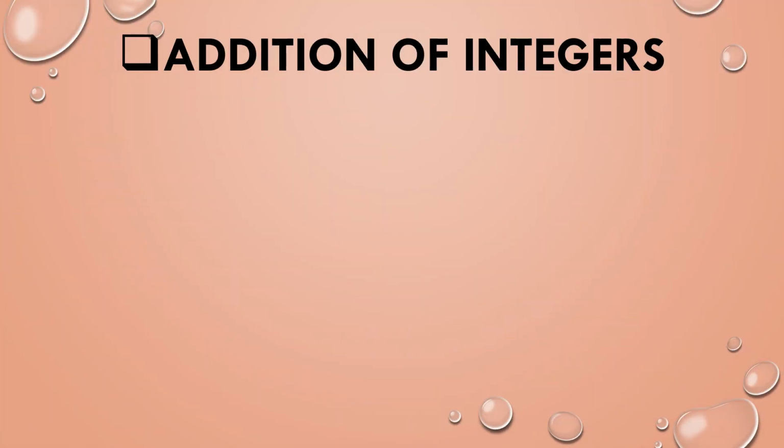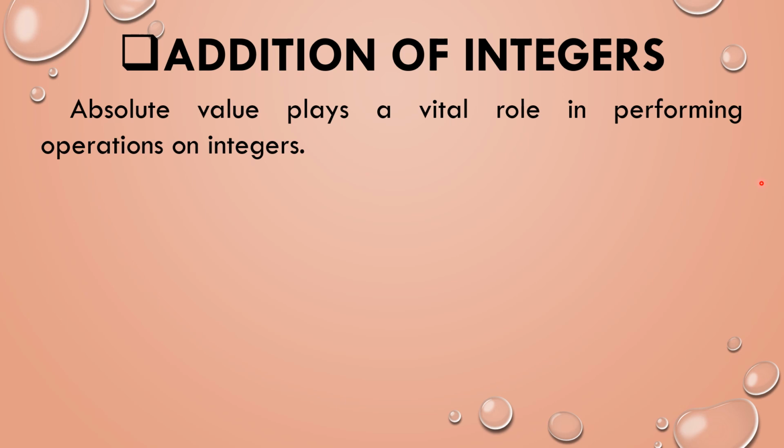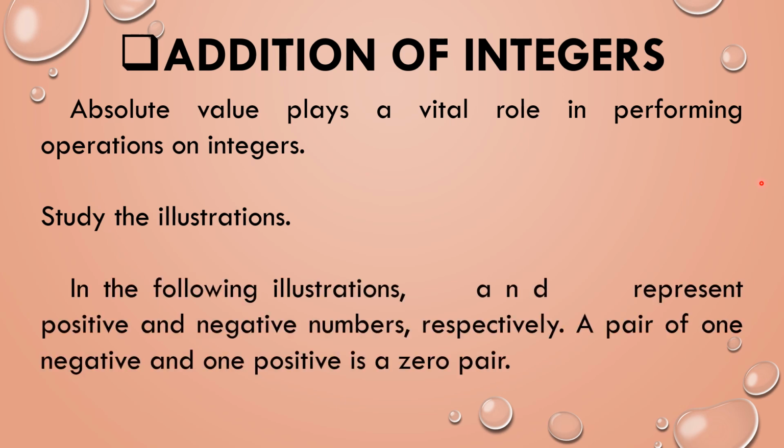So ngayon, pag-usapan muna natin ano ba ang addition of integers. Again, kapag sinabing integers, ito yung mga numbers na may positive, may negative, at may zero. So proceed na tayo sa addition of integers. Absolute value plays a vital role in performing operations on integers. Let us study the given illustration. In the following illustrations, the white diamond and the gray diamond represent positive and negative numbers respectively. A pair of one negative and one positive is a zero pair.